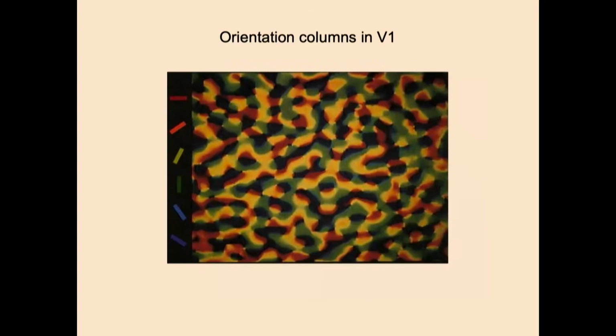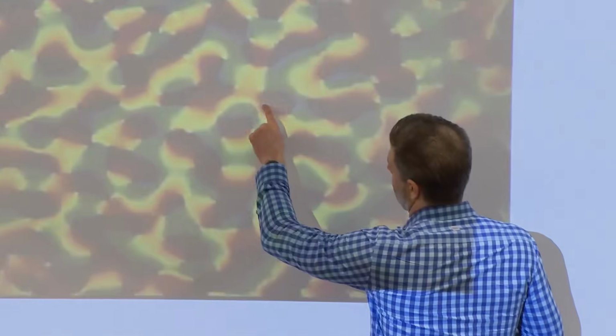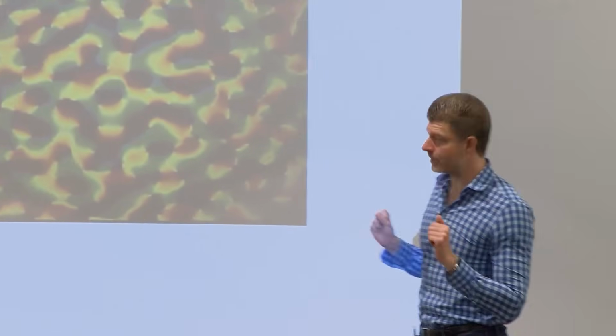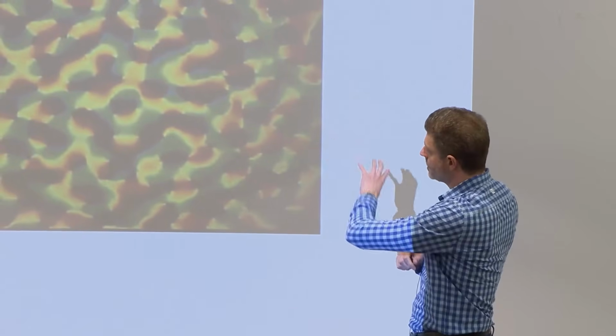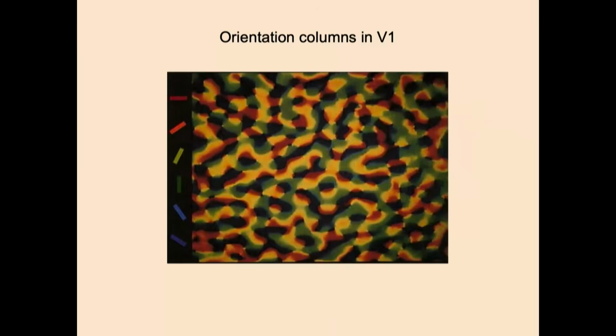This is the result of an imaging experiment where you look down at the cortex and measure the orientation preferences at each point along it. The color here denotes the preferred orientation, I should have said. You can see these colored blobs distributed all across the cortex. These are orientation columns.